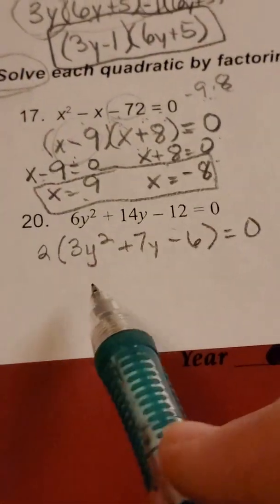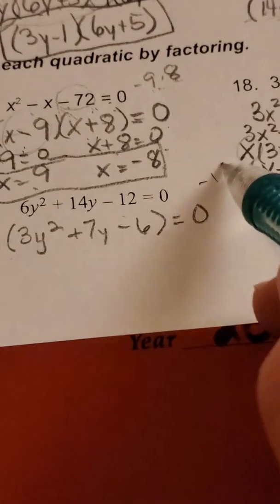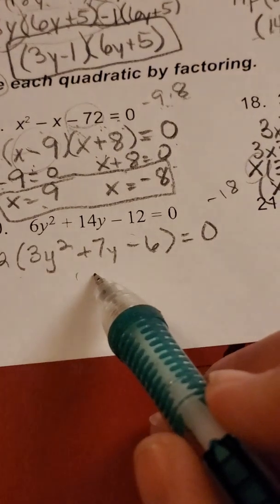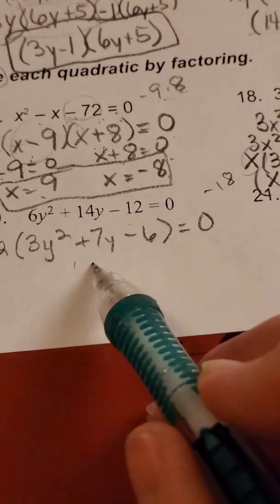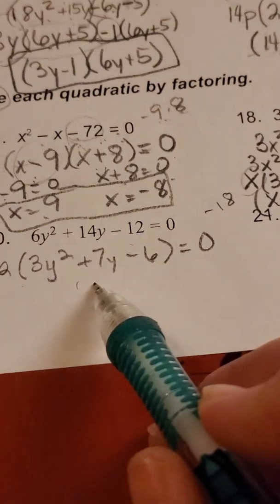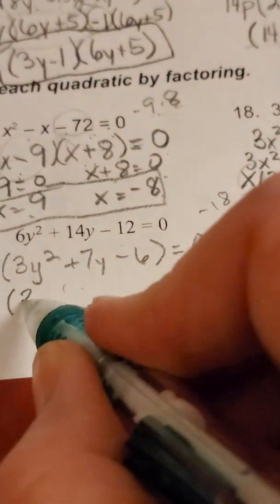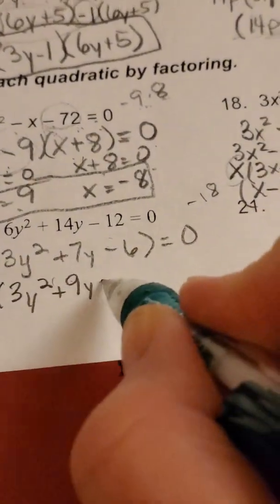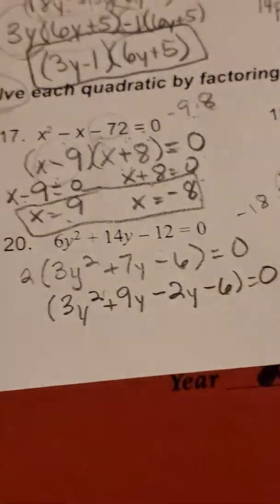All right, and then when I go to factor, 3 times negative 6 is a negative 18. So the factors of negative 18 that add together to make positive 7 would be positive 9 and negative 2, it looks like. Yep, positive 9, negative 2. So 3y squared plus 9y minus 2y minus 6 equals 0.